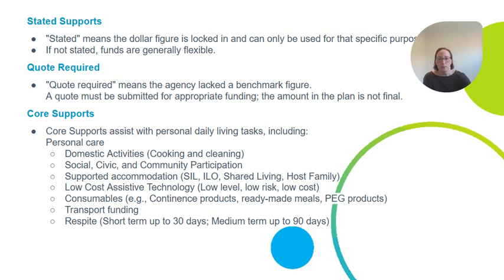Going into the different categories, we see core supports. These relate to any assistance with personal tasks and activities of daily living, which can include personal care. It includes assistance with domestic activities. So if a client has a cleaner who comes in once a fortnight, this comes out of there. Social, civic, community participation, supported accommodation, supported independent living, and individualised living options and accommodation also come out of here, and also any low level, low risk, low cost items and consumables like continence products, ready made meals, PEG related products, and transport funding. Sometimes respite funding, which is used for short or medium term accommodation, can also come from here.